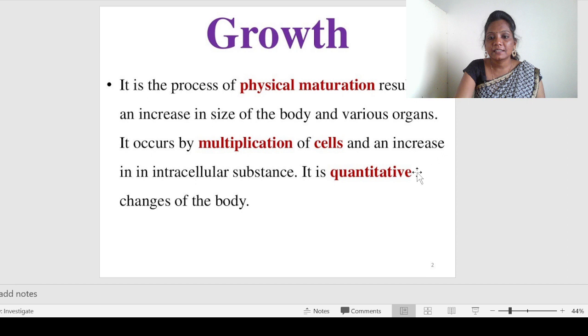Height, weight. When a baby is born, the length is 50 centimeters, and it may double by 1 year, and become quadruple by 3 years. So when it is shown in measurements, that is called growth.